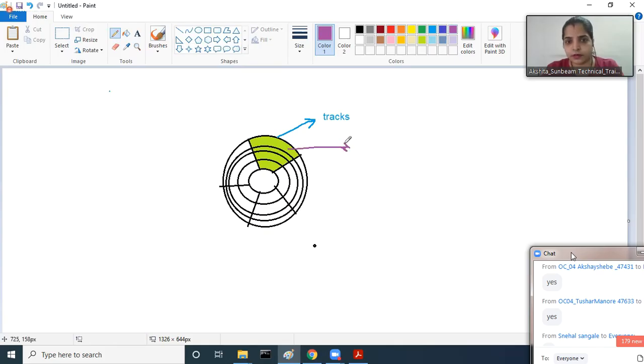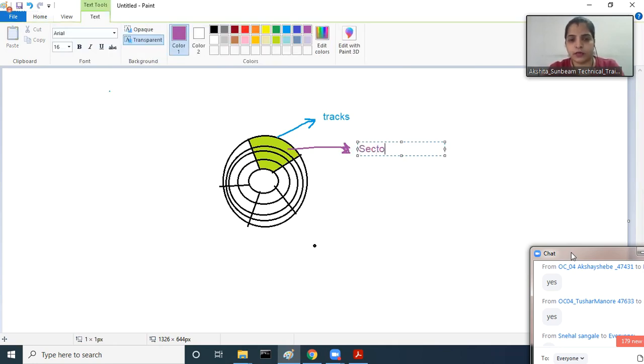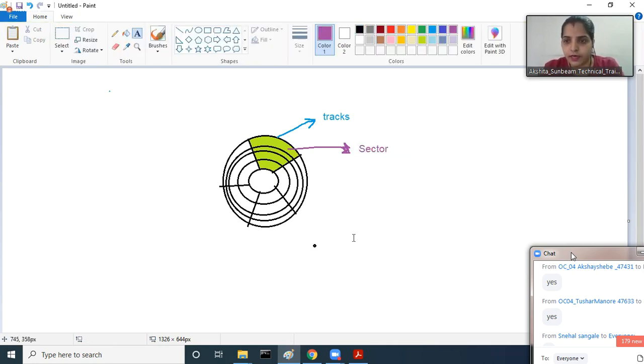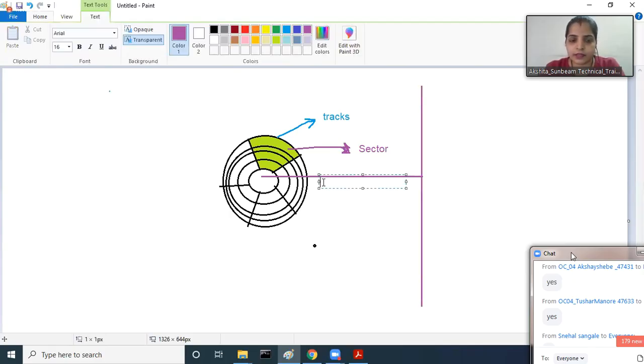This green color, it is a sector. The complete one is called a sector, right? Now, when you talk about a track, these are all tracks, and the green one which I'm talking about is a sector. Now, in case of a disk, there is something called a read-write head, which is controlled by some controller.